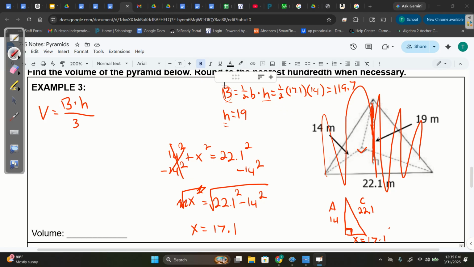Now I have the area of my base and my height. It's as simple as plug and chug. Volume is the area of the base times the height divided by 3, which gets me 758.1 meters cubed. Remember, we're cubed because we're looking at volume. All right, we have one more problem.